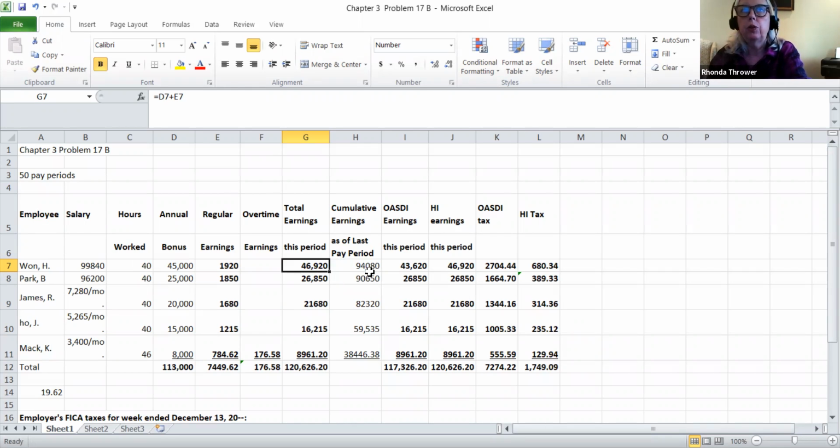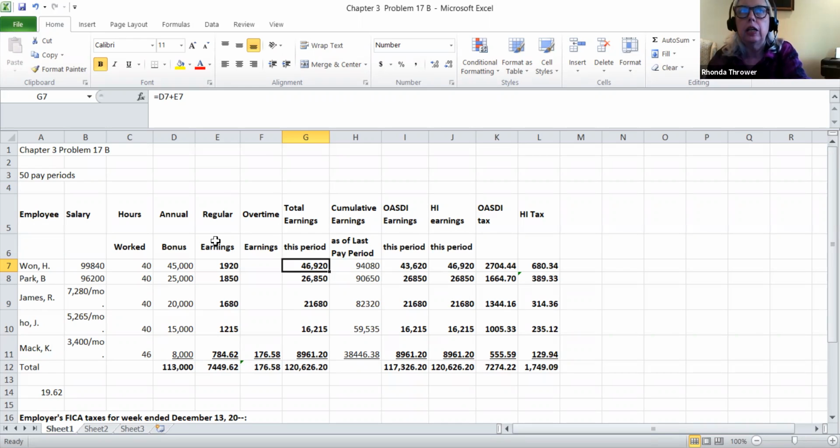The cumulative earnings as of the last pay period, they had already figured those for you. So what they did is they took the regular earnings and they multiplied it by 49 pay periods, and that's how they got these figures here. But this was given to you in the problem. What they want you to determine is the OASDI earnings this year.